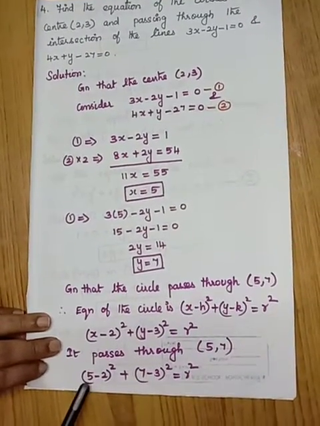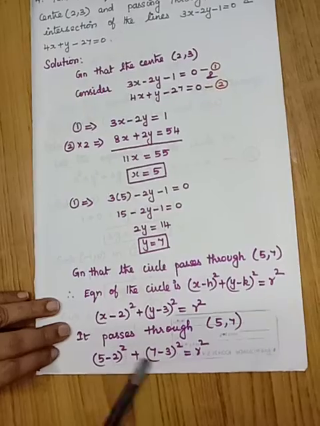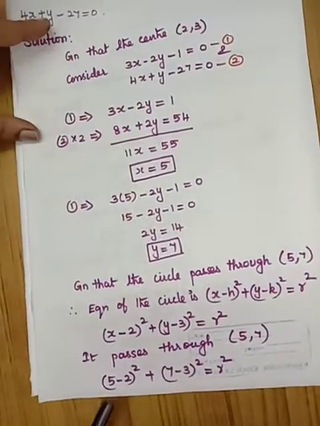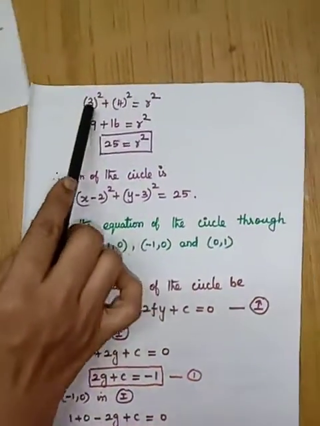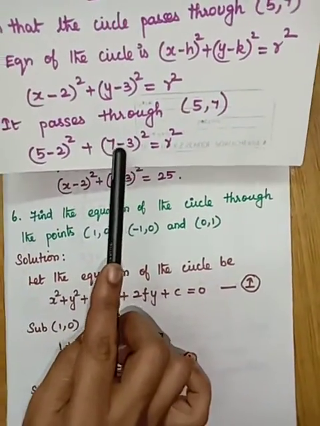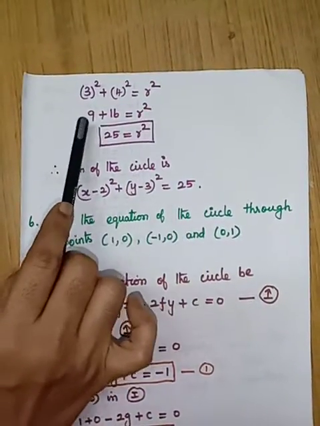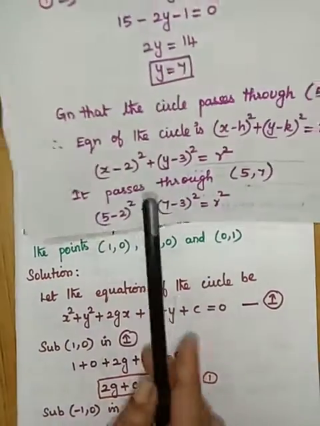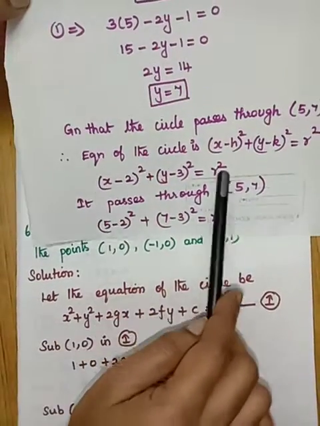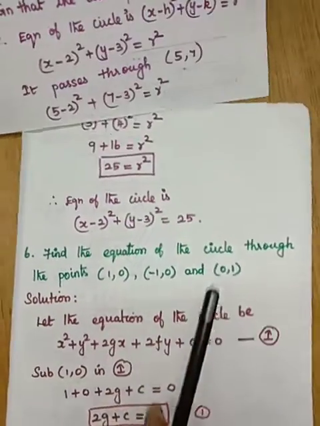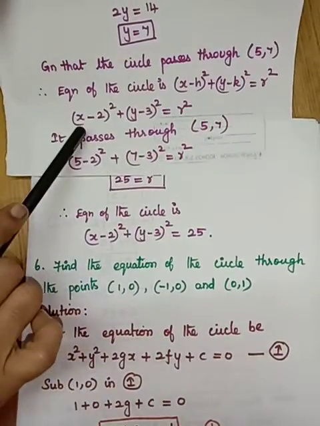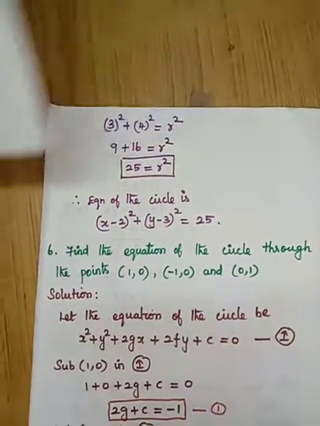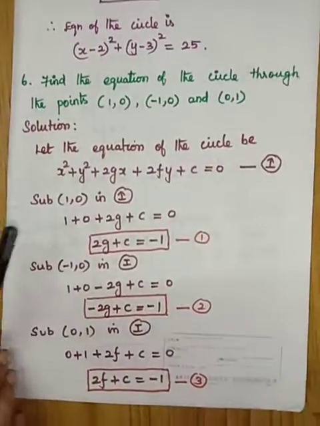So in the place of x, 5, and in the place of y, 7 is substituted. So (5 minus 2) the whole square plus (7 minus 3) the whole square is equal to r square. So 5 minus 2 is 3 square, and 7 minus 3 is 4, so 4 squared is equal to r square. So 9 plus 16 is equal to r squared, r squared is equal to 25. So what is the equation of the circle we have found? In the place of r squared you substitute 25. So the equation is (x minus 2) the whole square plus (y minus 3) the whole square is equal to 25.